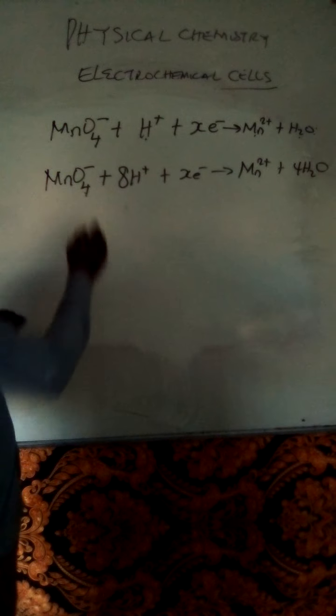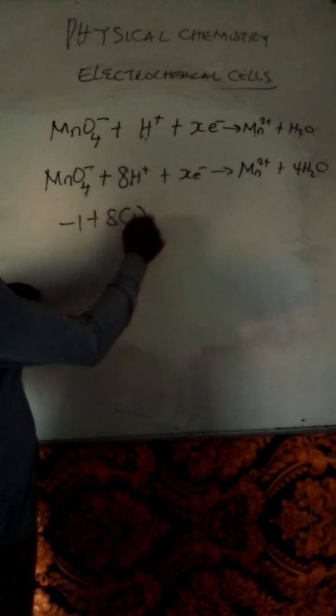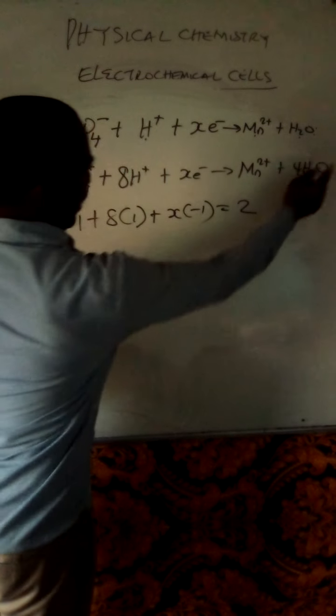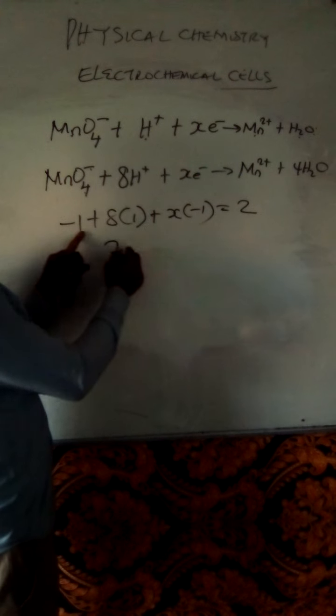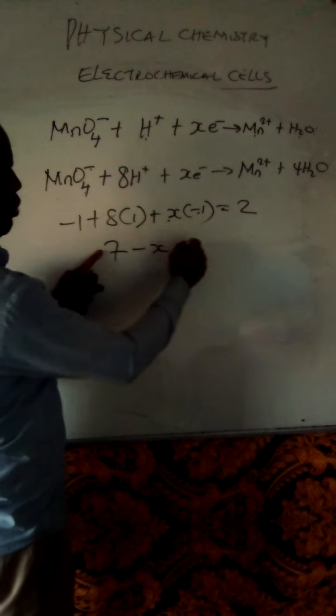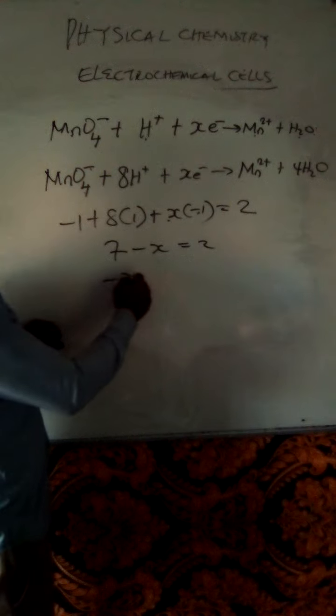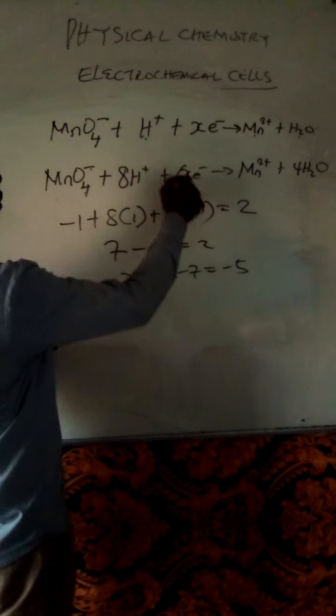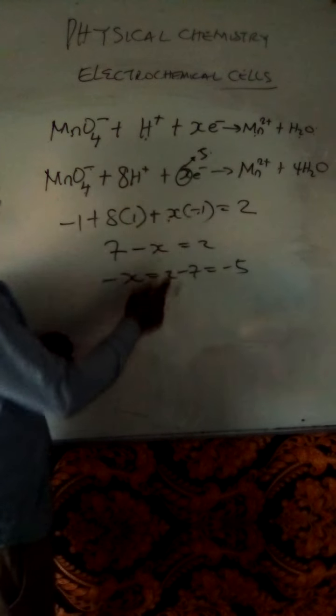So we add the charges. We now have minus 1 here plus 8 times 1 over there plus S times minus 1 equal to 2. This one has no charge, it's a neutral molecule. So minus 1 plus 8 is 7. This gives you 7 minus S equal to 2. Collecting like terms, minus S becomes 2 minus 7, which is minus 5. That means S is equal to 5. So the value here is 5. The equation is now balanced with 5 moles of electrons.